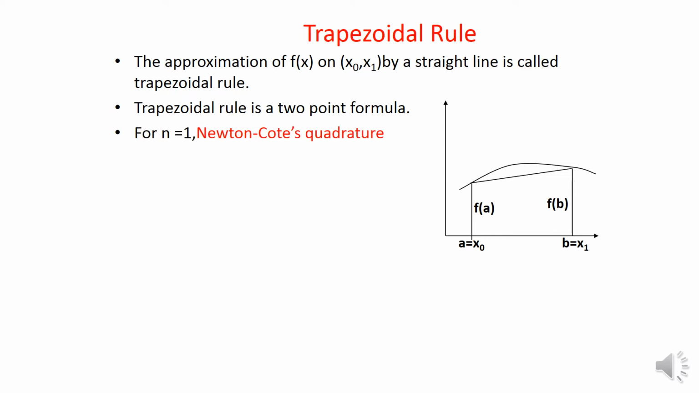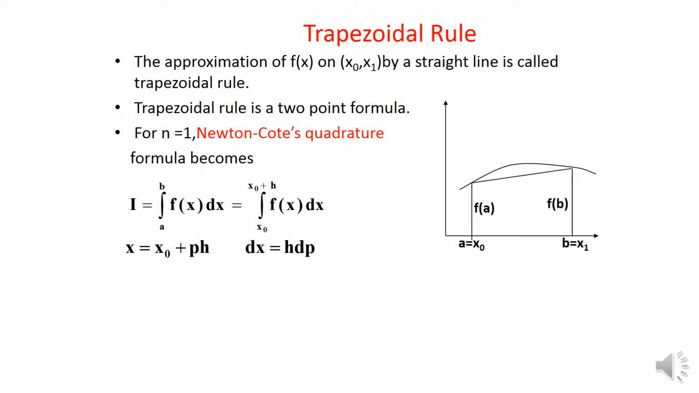Now we take the Newton-Cotes quadrature formula, and in that we put n is equal to 1. When we put n is equal to 1 we can write down the I value as integral a to b f(x) dx, which is equal to integral x0 to x0 plus h, because only the first interval has been taken, f(x) dx. Now we will substitute the value of x as we did in the Newton-Cotes formula as x0 plus ph. We differentiate it and get dx is equal to h dp.